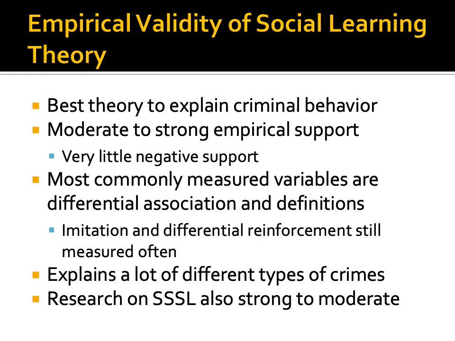The most commonly measured variables are differential association and definitions. Imitation and reinforcement are still measured fairly often, but just not as often as association and definition. And the scope of social learning theory is super broad, especially because social learning theory explains not only why some people choose to commit crime, but it also explains why people choose not to commit crime. Research on social structure and social learning theory also has moderate to strong support, suggesting that those environmental factors in which social learning takes place are also very, very present.